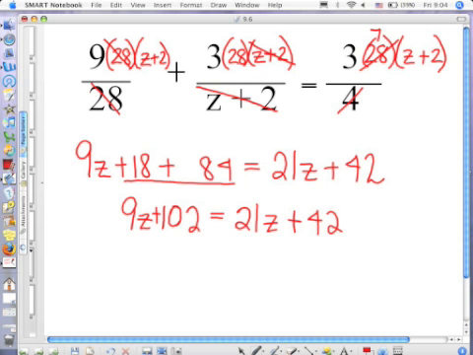Now, understanding how to make life easier on ourselves, would you rather bring the 9z over here by subtracting it, or bring 21 over here by subtracting? 9, because what are we doing? Keeping our z's positive, all right? So I'm going to bring my 9z over here, which means I need to move my 42 to the other side, right?